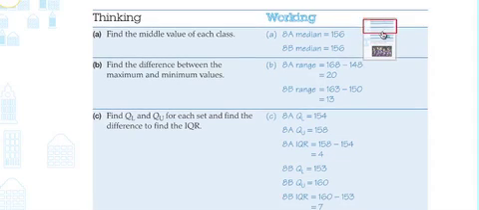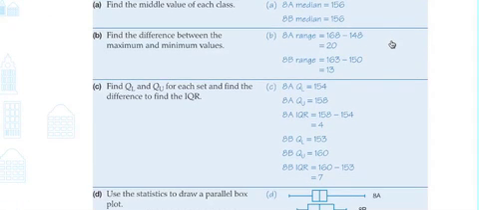you can see our median was 156. Our range differed. It was 20 in class 8A and 13 in class 8B. And you can see that here we have our lower quartile, our upper quartile, and we use those to work out our interquartile range. The same goes for set B.